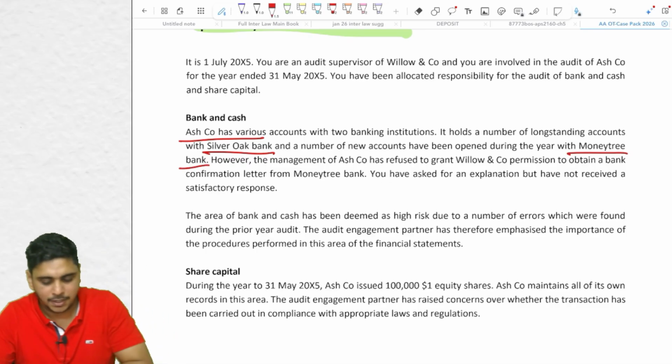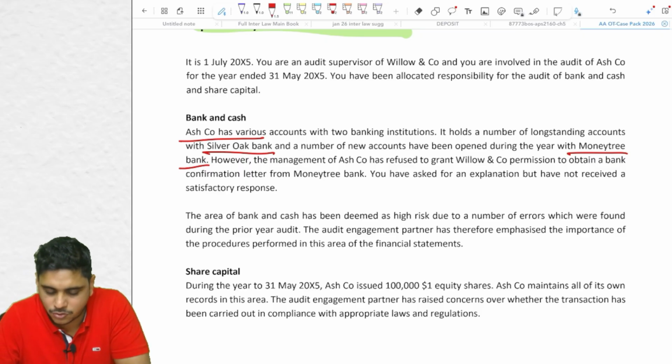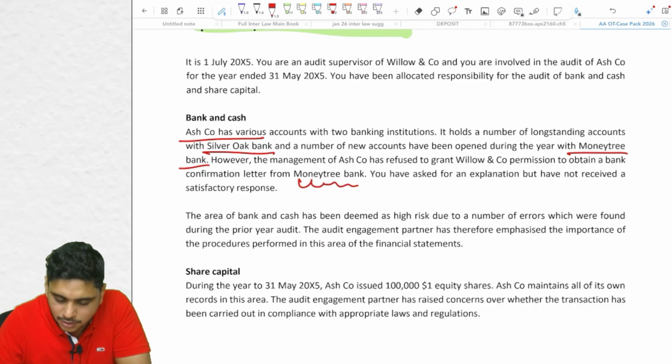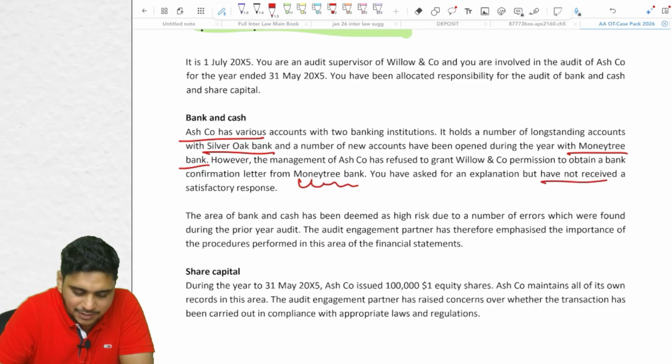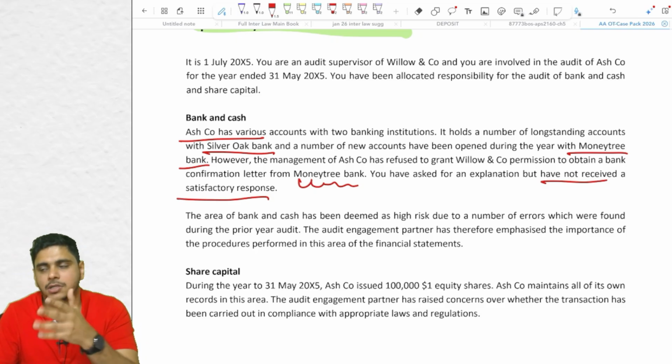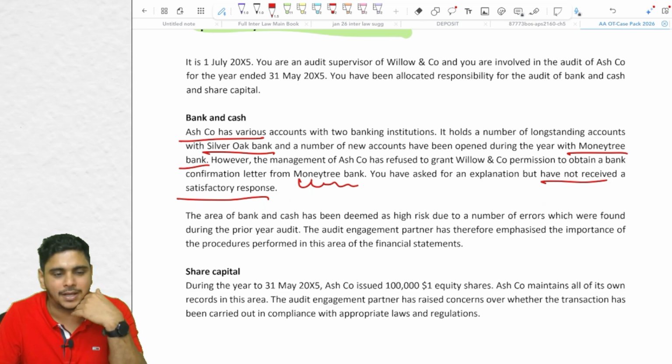Two banks are there. However, the management of Ash Co. has refused to grant Willow & Co. permission to obtain a bank confirmation from the new bank. You have asked for an explanation but have not received any satisfactory response. So you wanted to inquire with the bank. The company is saying, we will not allow you to talk to the bank to take confirmation.